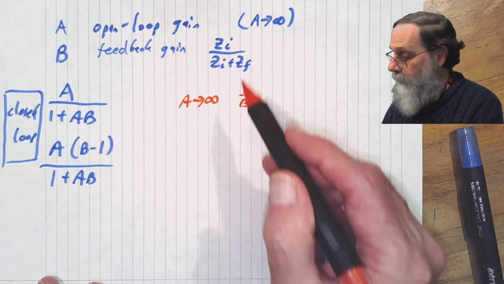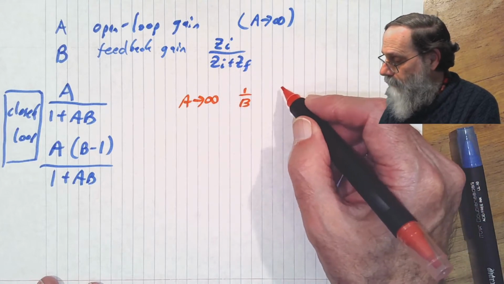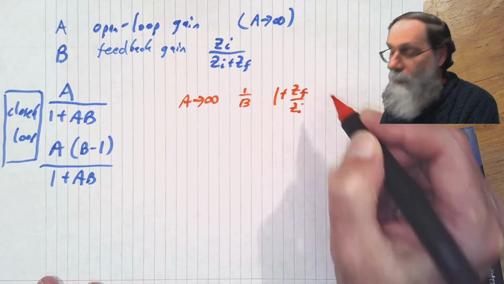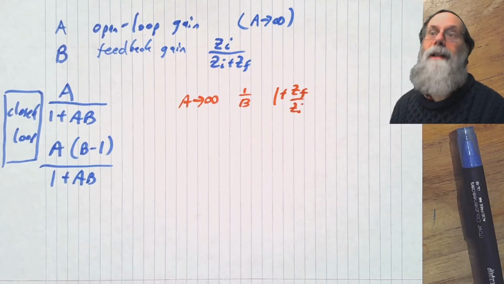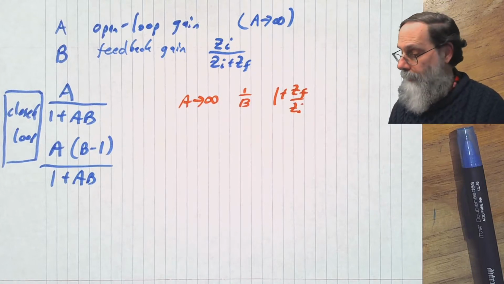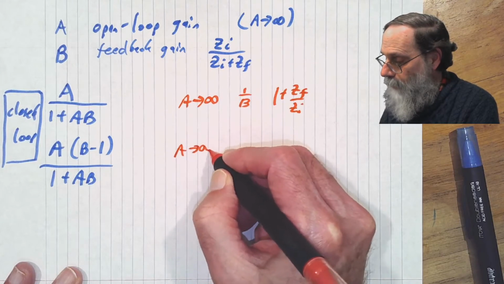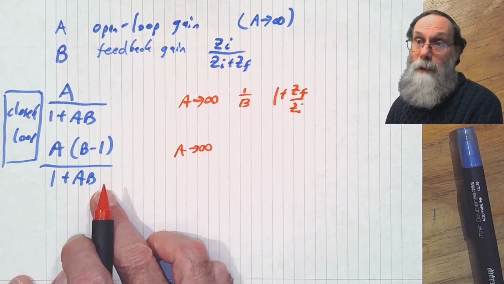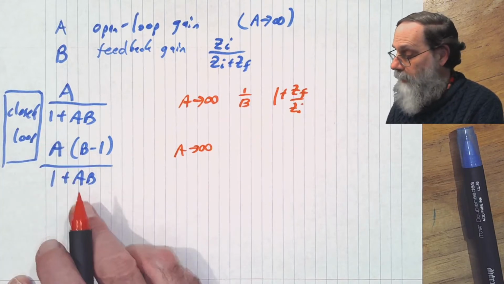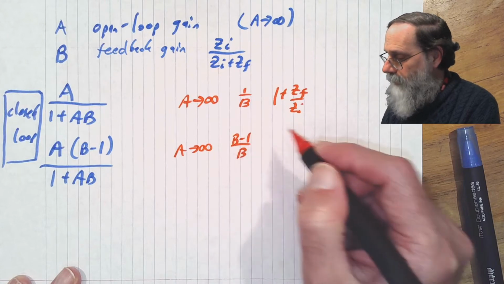Well, what is 1 over B? That would be flipping this thing upside down: 1 plus Zf over Zi, which is exactly the gain that we have claimed in the past for a non-inverting amplifier. What about for this one? Well, as A goes to infinity, we again have the same phenomenon that AB is going to get so large that 1 doesn't matter. The A's will cancel. We'll get B minus 1 over B.